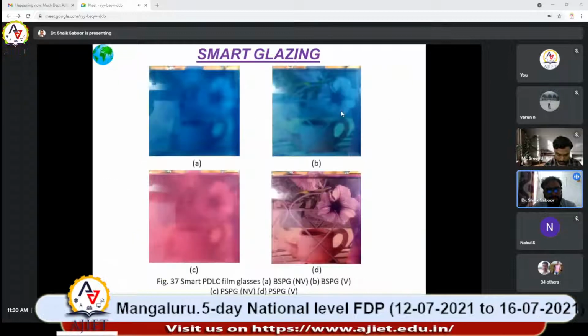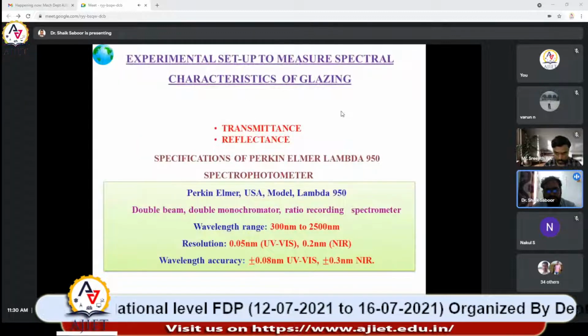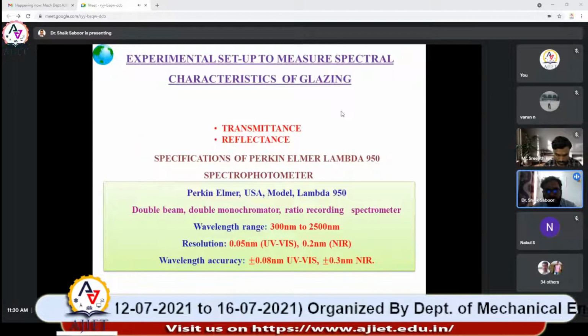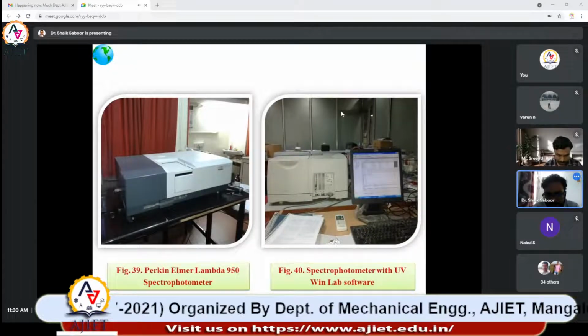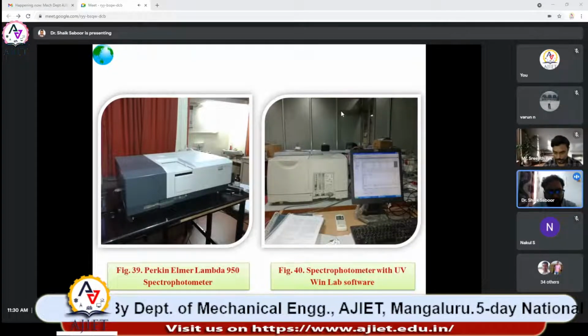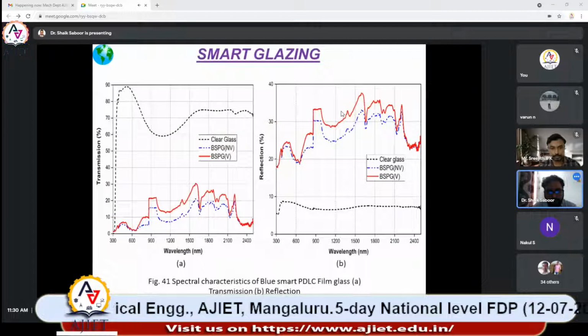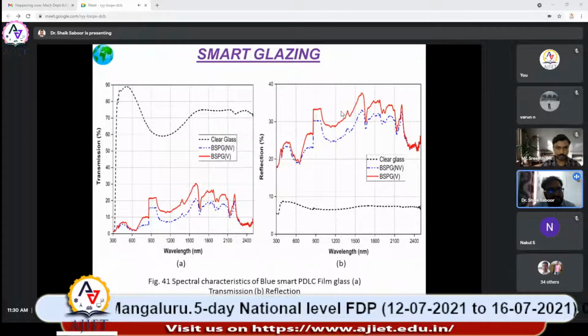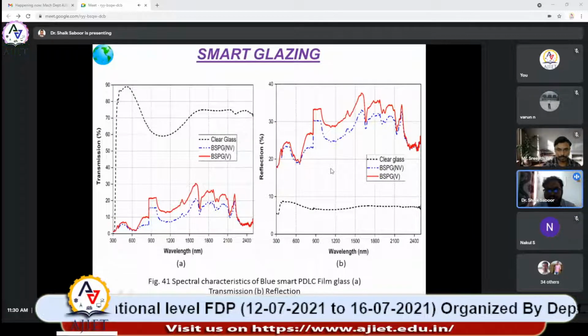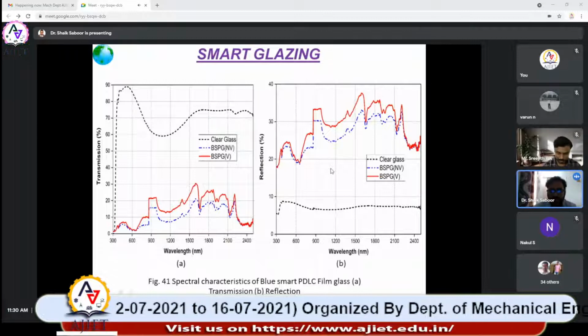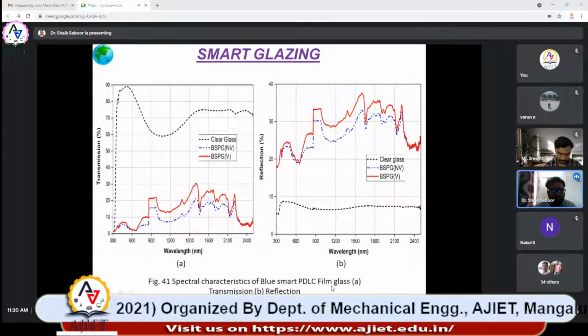We tried this for different glazings, and we explored the solar optical properties with the help of the experimental setups that we have in VIT Vellore. Here you can see the spectral transmission graph. Here you can see the spectral reflection graph for blue smart PDLC film glazing.